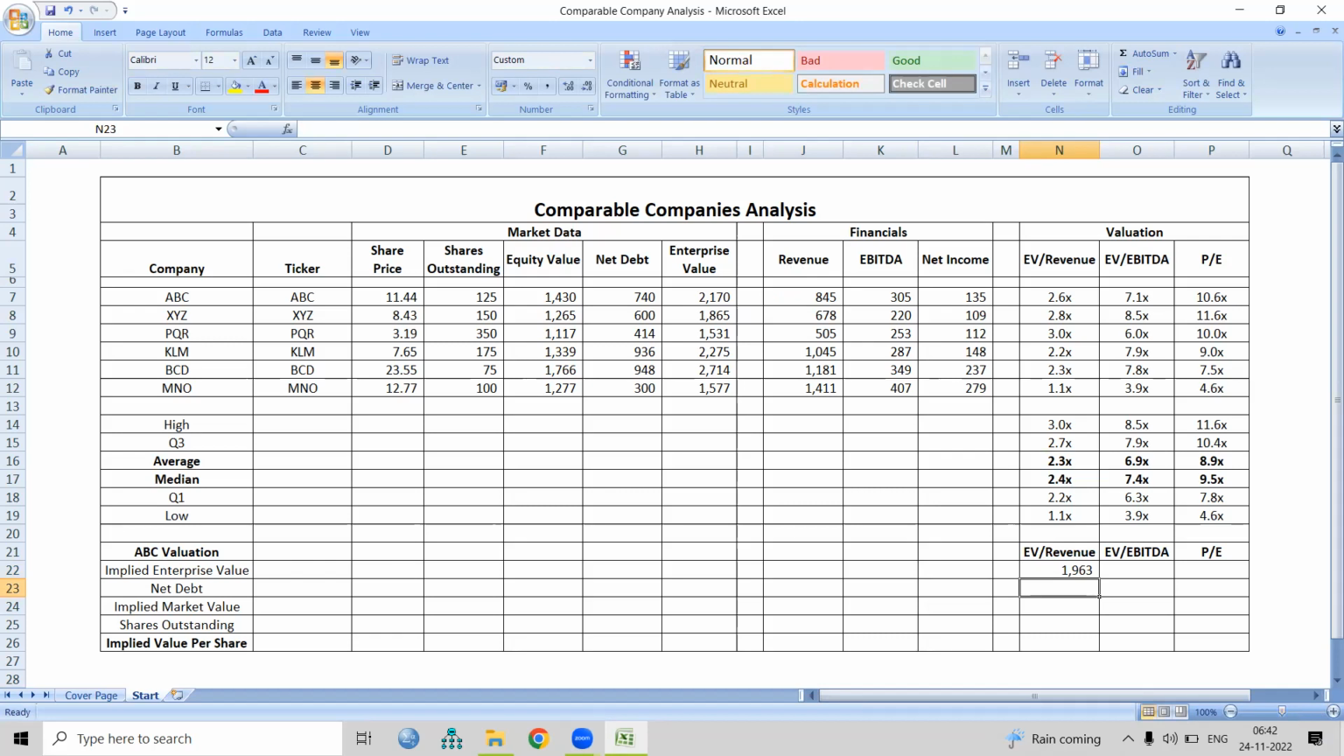So now we have got the EV to revenue value. That is the value of the company as per the revenue parameter, 1,963. Now let's try to find out the net debt value. We have the net debt value of ABC mentioned here in reference cell G7. So we'll straight away put this equation, is equal to G7, enter.